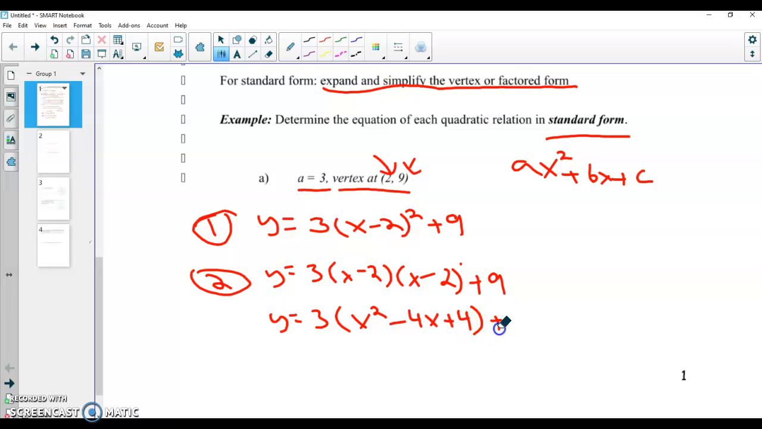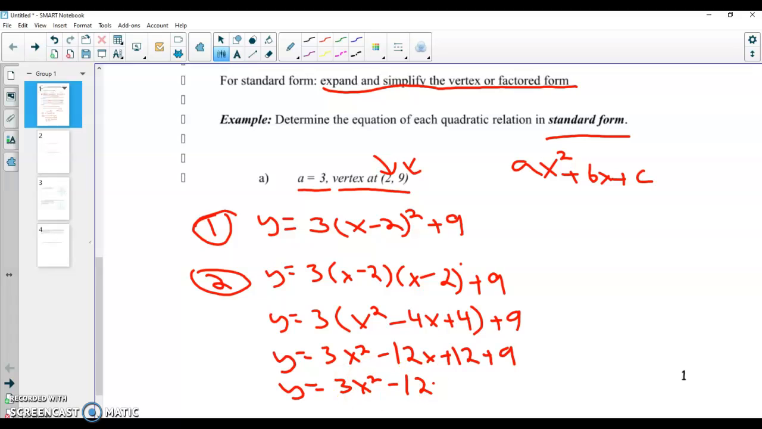and then plus 9. And then we can distribute our 3 within, and we get 3x squared minus 12x plus 12 plus 9. And then finally we can simplify by saying that the standard form is equal to 3x squared minus 12x plus 21.